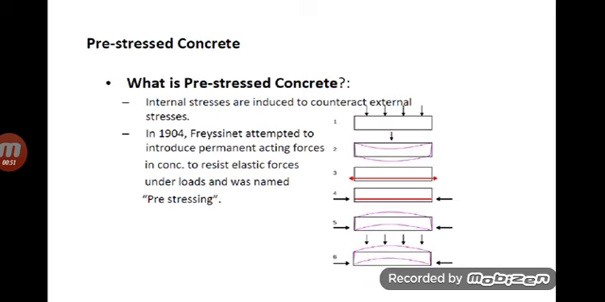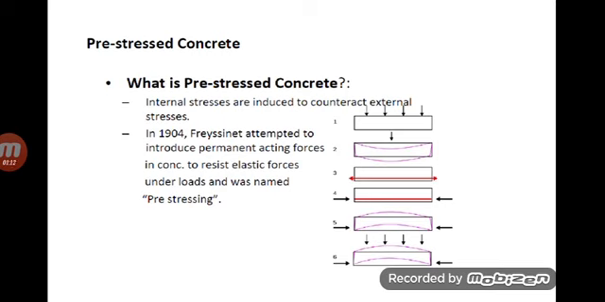So now see what is pre-stressed concrete. Actually, pre-stressed concrete is a very interesting subject. If you understand, this will be very easy. What is pre-stressed concrete? Internal stresses are induced to counteract external stresses. That is what pre-stressed concrete is.